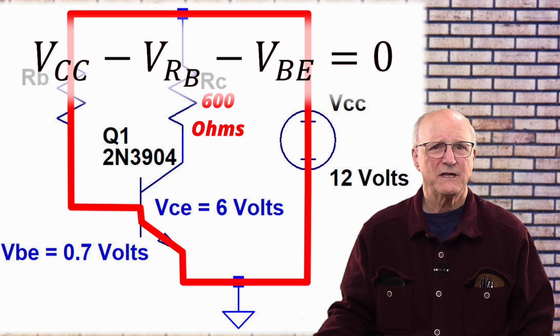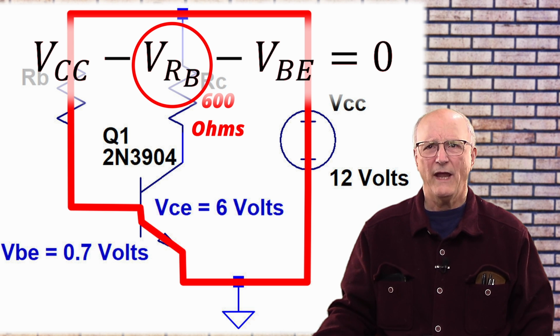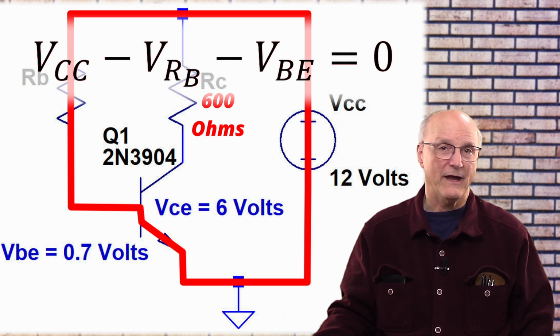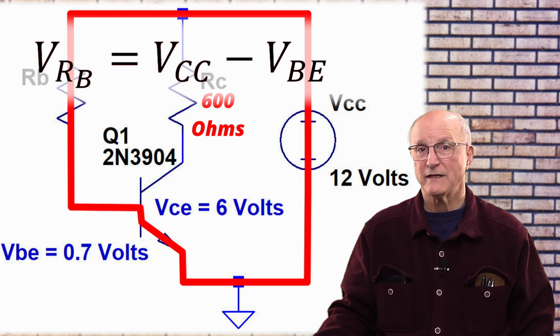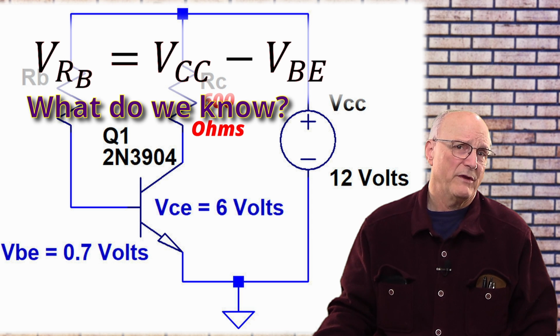Because we're interested in the voltage across the base resistor, VRB, we add VRB to both sides, and we get the voltage across the base resistor is equal to the power supply voltage minus the voltage across the base emitter junction of the transistor. So at this point, what do we know?